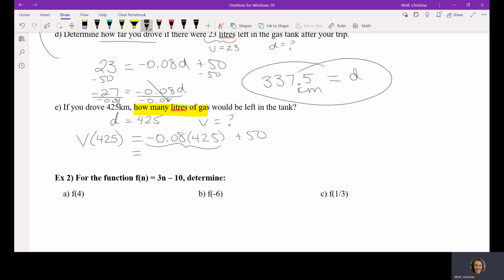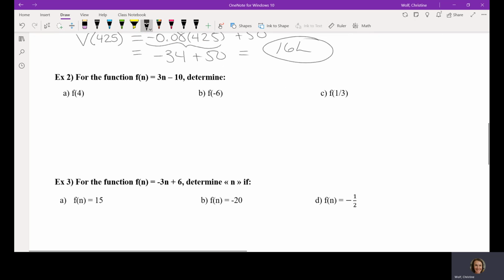For some reason, I don't have that number written down. Let me just do that quick. So 425 times 0.08 is 34, but it's negative 34, right? And then we add 50, negative 34 plus 50 should be 16. Let me just double check that. All right, so that equals 16. So what did we just find? We found how many liters of gas were left. So that means our unit is liters, and that's our volume after 425 kilometers in the car.